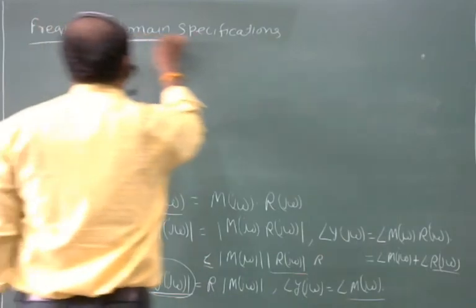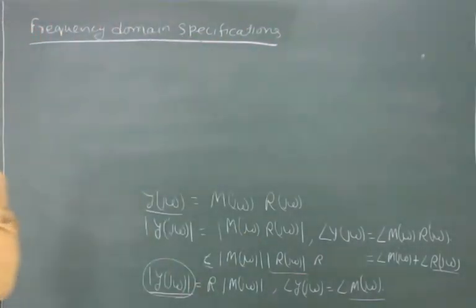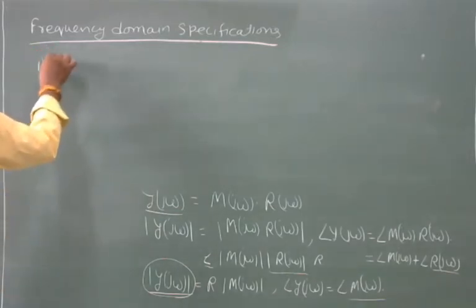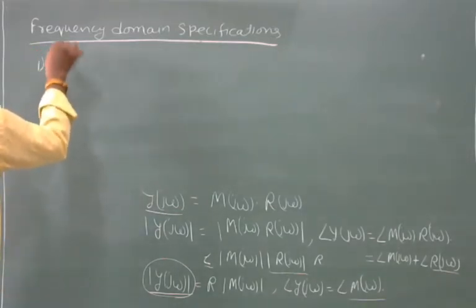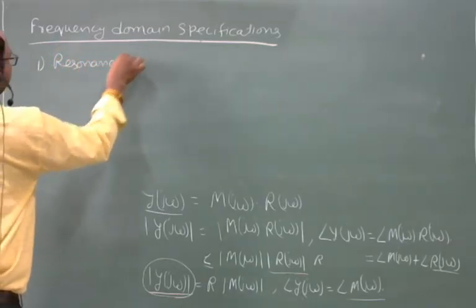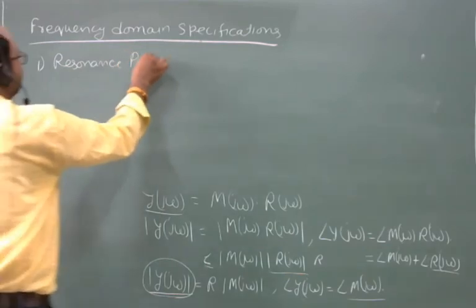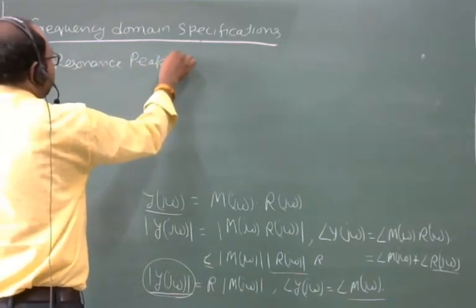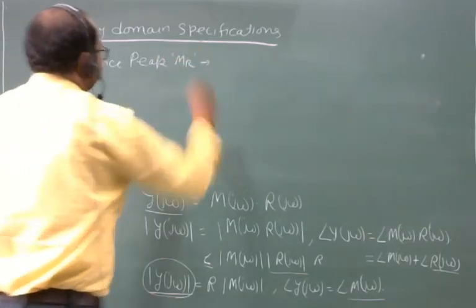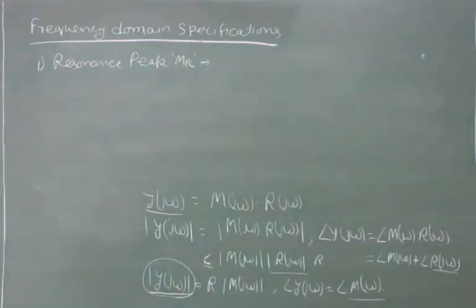Frequency domain specifications. First is resonant peak, MR. Resonance peak MR. And what is the resonance peak?